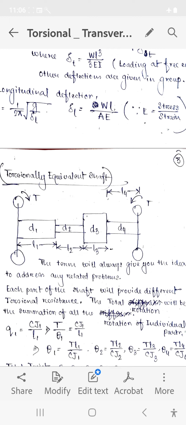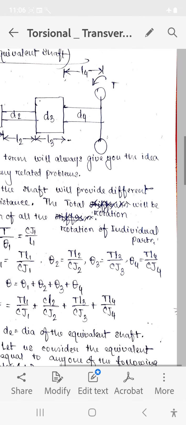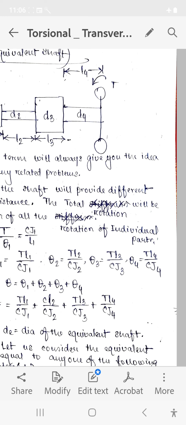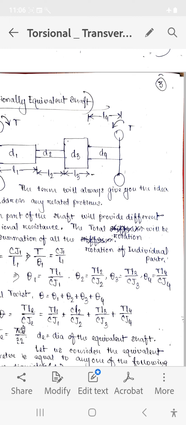We already know that Q equal to Cj by L. Q equal to T by theta equal to Cj by L. From there, theta equal to TL by Cj. So for individual parts, the rotation we can write theta 1 equal to TL1 by Cj1, TL2 by Cj2, TL3 by Cj3 and TL4 by Cj4. J1, J2, J3, J4 are nothing but the cross-sectional moment of inertia of each of these parts.